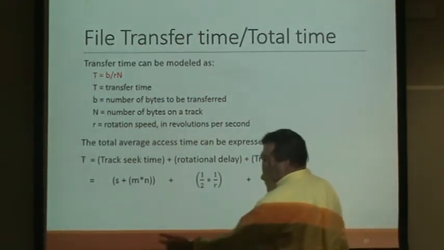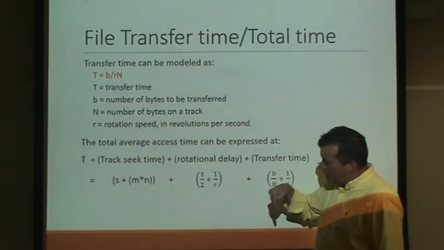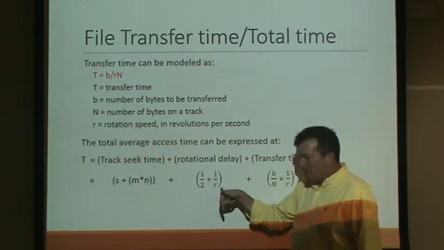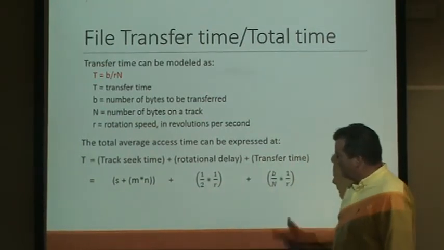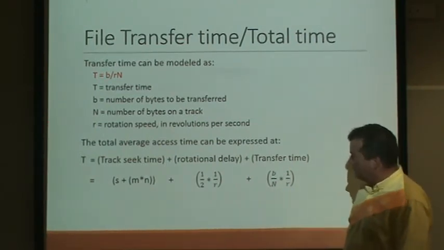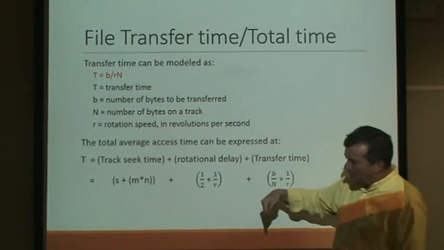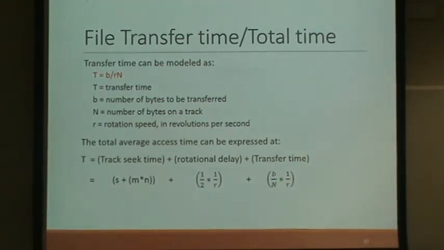So this is the amount of time to get the read-write head onto the track we want. This is how much time to spin it to the position we want. And then, if the file is contiguous, this is how much time it takes to read in all the data in the file. We don't have to read the wasted space at the end of a track, we just have to read in all the bytes of the file.